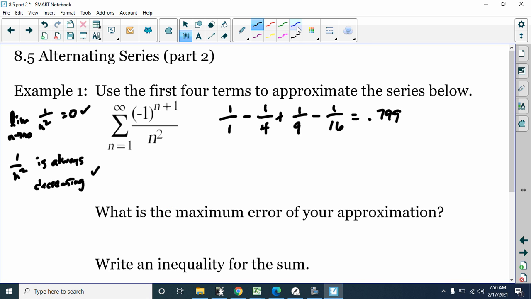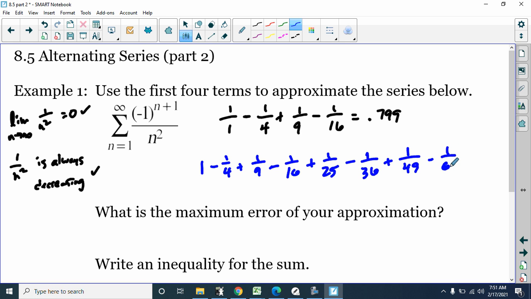In order to talk about how we're going to get this, I'm going to list out a few more values here. If I were to plug in a bunch of numbers, it would look like this, and so on. We found the first 4 terms. This here is equal to 0.799. And we want to know what's the most that could be off by.